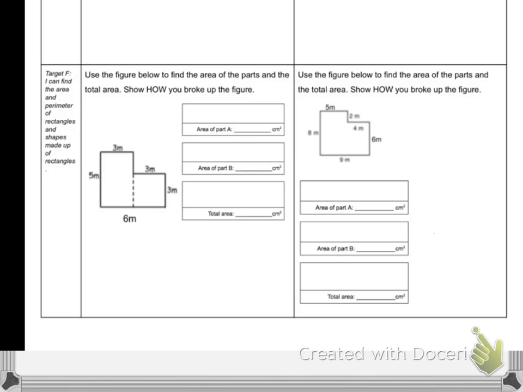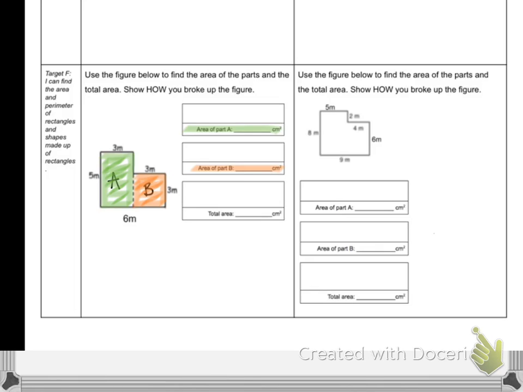The next skill is asking us to use the figure below to find the area of the parts and the total area. Show how you broke up the figure. The first figure has been broken up for us. We have rectangle A and rectangle B. Again, I'm going to use colors for this skill. I'm going to color in rectangle A, and then I'm going to shade its workspace. Now I'm going to grab a second color and color in rectangle B and shade its workspace.